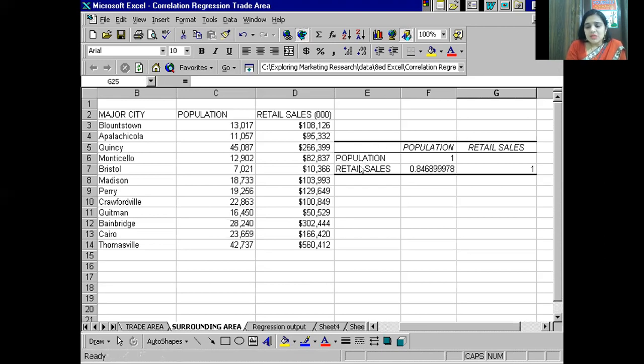For example, you can see here population and retail sales are being correlated, right? And it shows that they are 0.84 correlated. That means 84% correlation is there. That means they are very highly correlated. When you see that these are highly correlated, you can move further towards regression analysis now.